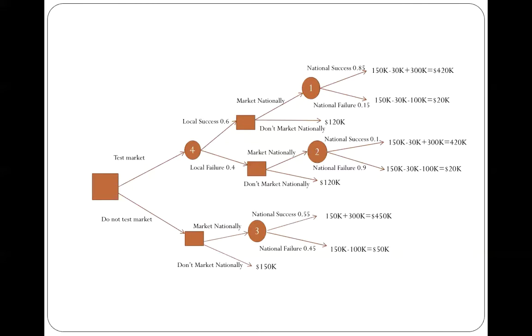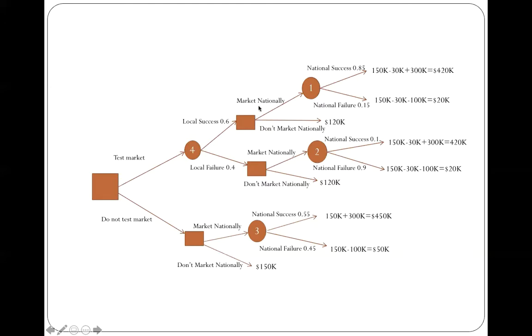So let's assume we are at this decision-making node. What are the two decisions in front of us? One of them is market the product nationally. The other one is do not market the product nationally. If we do not market the product nationally, the value of our assets is going to be 120K.